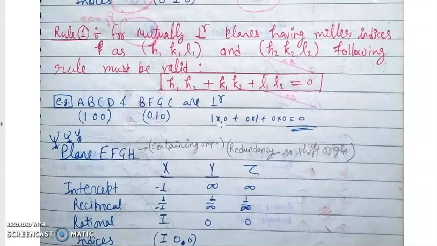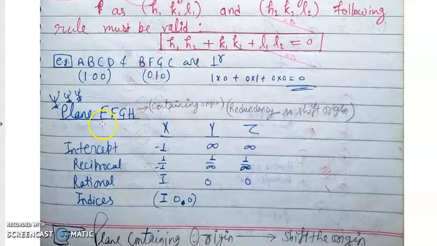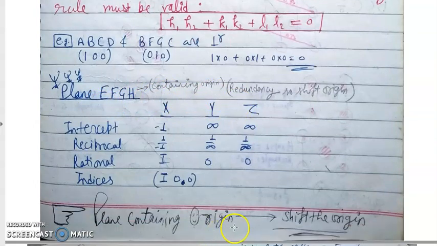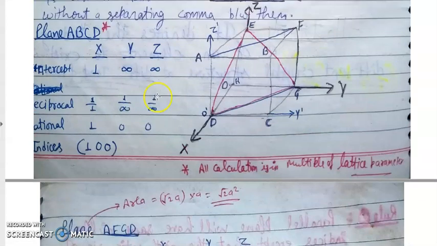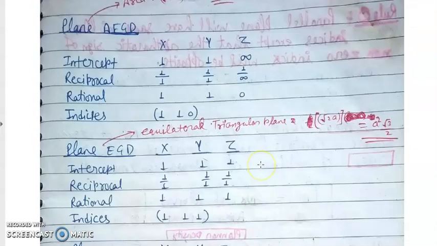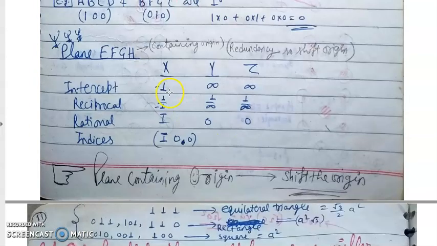As per your rule. Now there is a plane containing the origin. If a plane is containing the origin, then you have to shift that origin, otherwise there is redundancy, so that redundancy should be removed with the help of shifting the origin. Let's see where this plane EFGH is. This is EF, then GH. So the origin lies here. We have to shift this origin O to O dash, from here to here. Then only you can calculate the Miller indices.